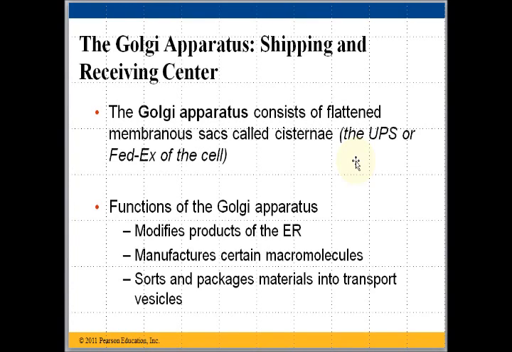One of the things that it does is it takes material that the endoplasmic reticulum initially created, and it modifies it, packages it, and sends it out to various parts of the cell. It creates, again, some more of these large macromolecules, and then it also sorts and transports material from one portion of the cell to another portion, or sometimes outside of the cell to another part of the body.